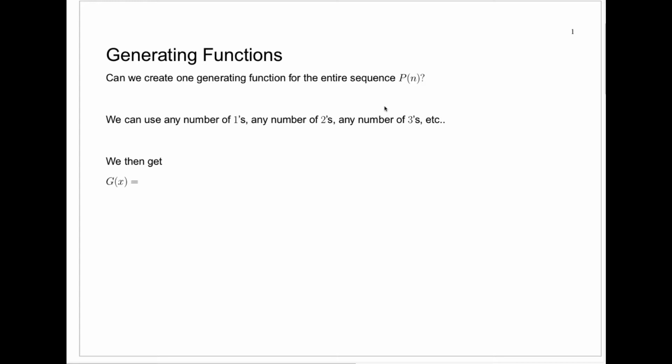In this talk, we're going to continue talking about generating functions. But now we're going to ask the question, can we create one generating function that will work for the entire sequence P of n? Remember, P of n is just the number of numerical partitions of the number n.